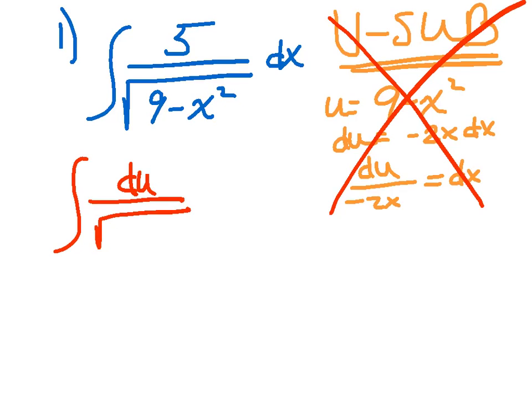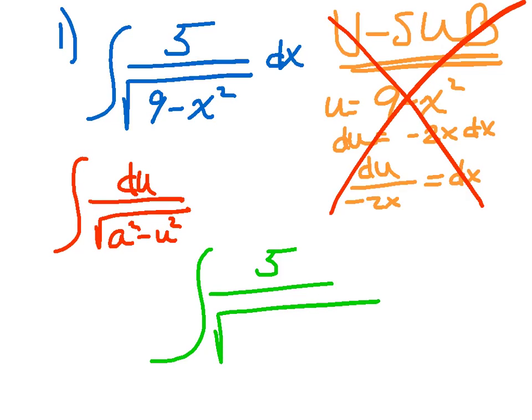du over the square root of a squared minus u squared. All right, so I want to rewrite that integral so it looks similar to an a squared and a u squared. So I'm going to say 5 over the square root. I need some term squared minus some term squared.